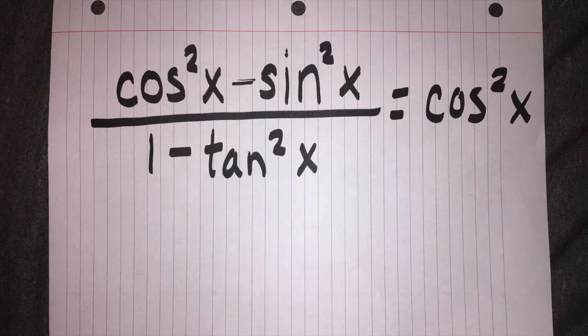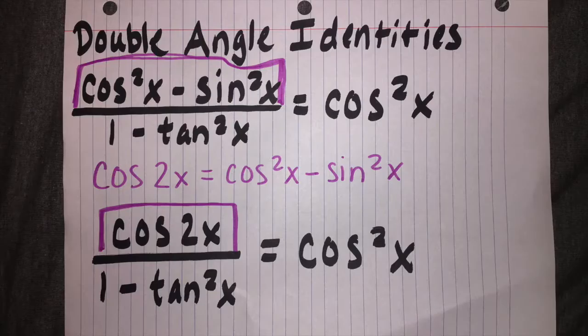Now take a look at this second equation. For this one, we will be altering the right side and the left side in 2 different approaches. Starting with the left half of the equation, we are going to use the double angle identities to change cosine squared of x minus sine squared of x into cosine of 2x.